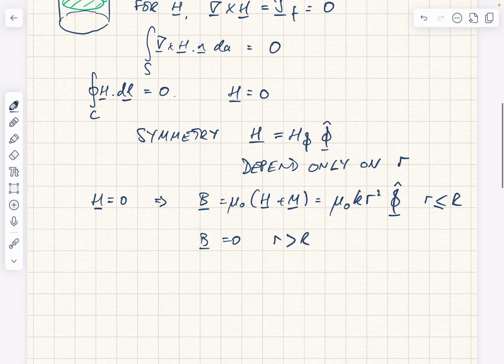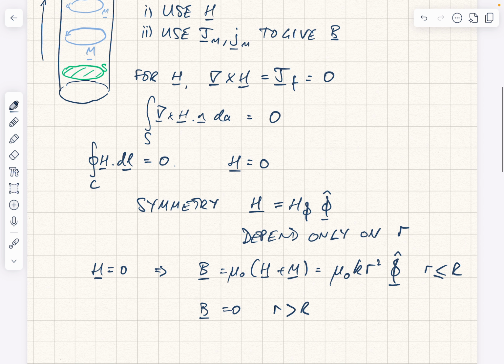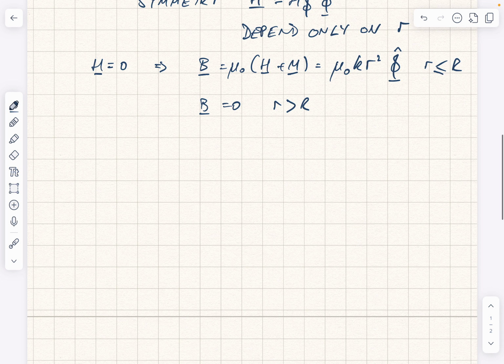Okay, so that's how we find the field using h. So the maths is extremely simple. The arguments to get the far field maybe takes a little bit of thought. What about b? Well, to find b, we need to find the current densities.